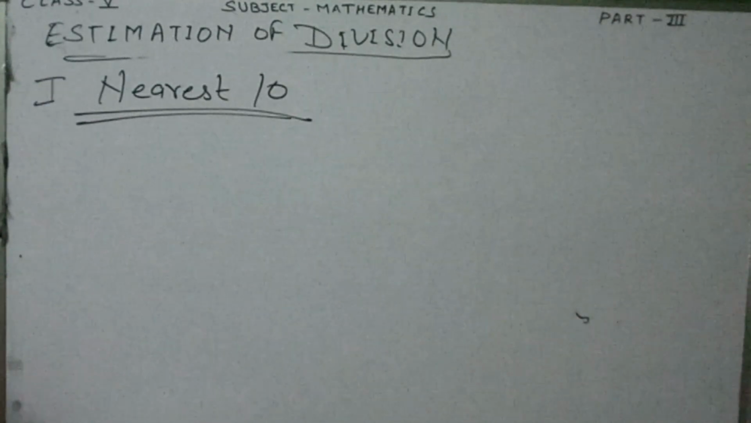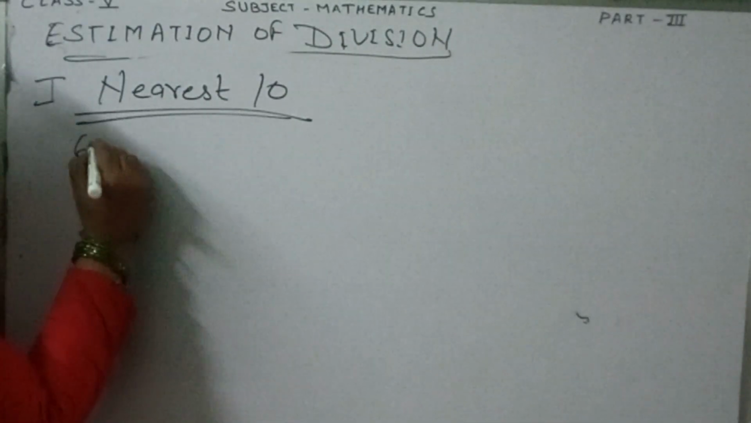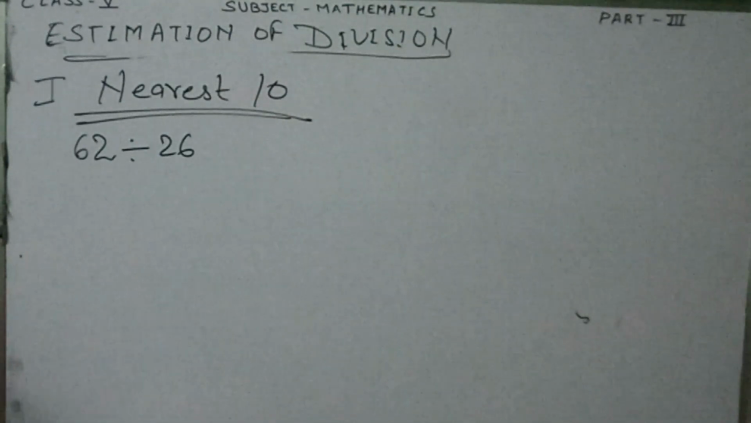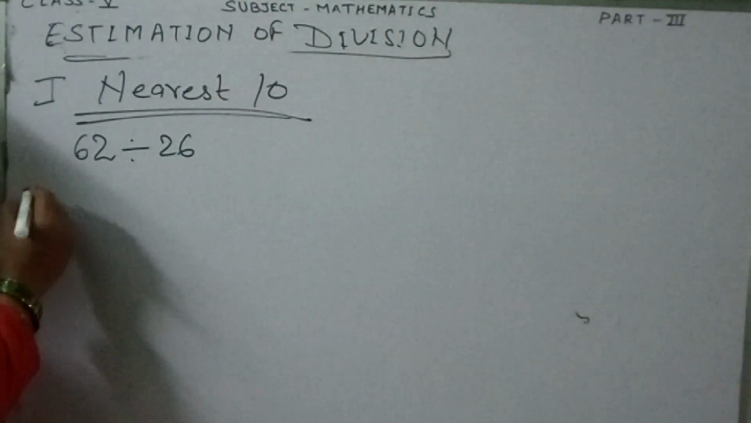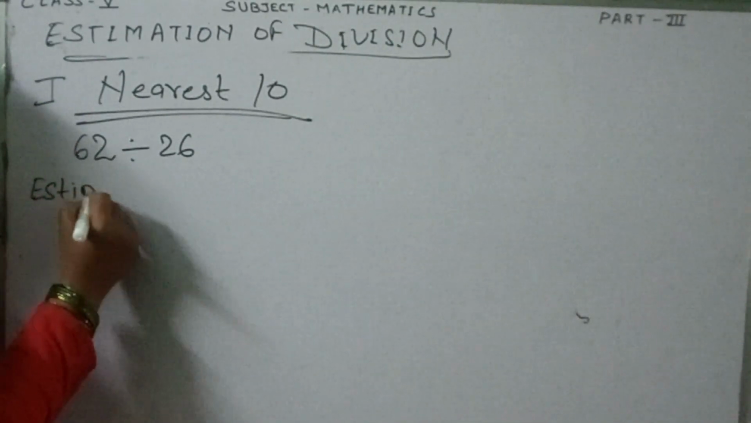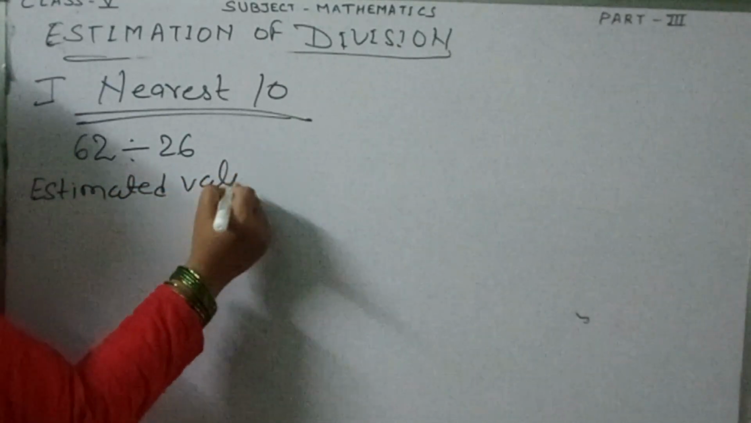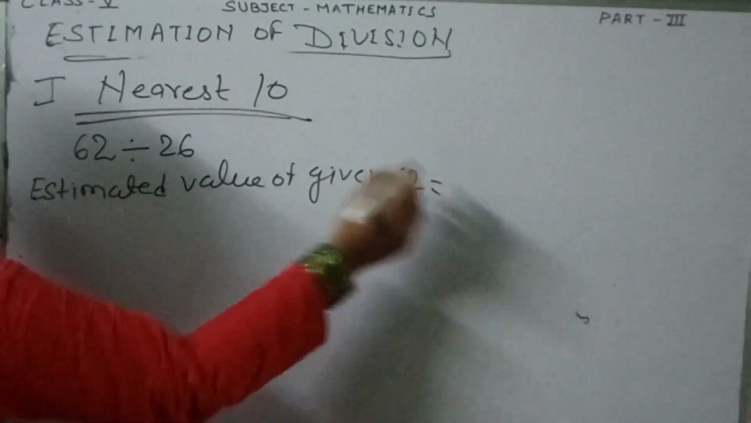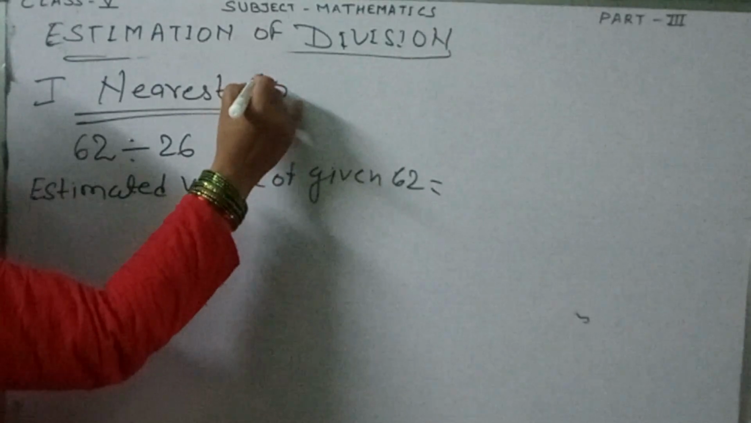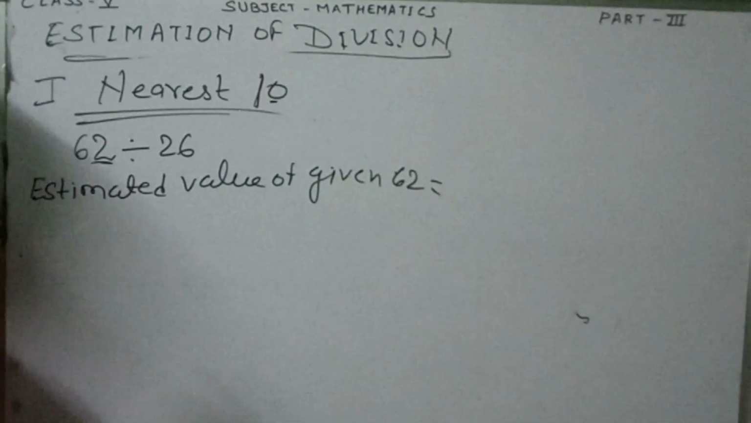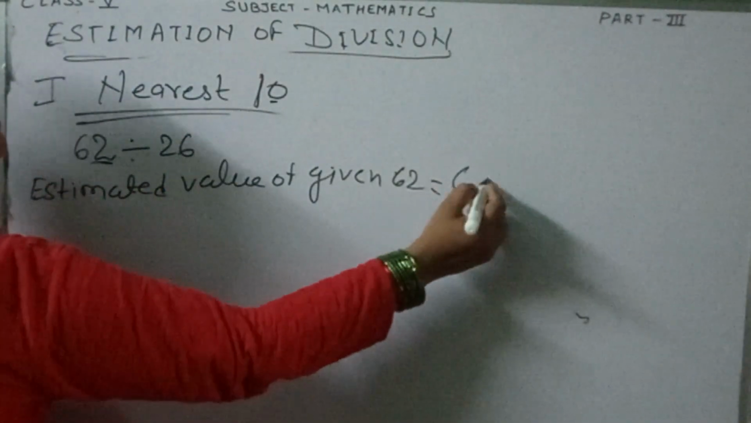First, I will take one question from your book. The first numbers given are 62 divided by 26. In estimation of division also we follow the same rule. First find the estimated value of the given numbers. The estimated value of the given number 62: in case of tens, we have to check the value of ones. Here 2 is less than 5, so it will be 60.